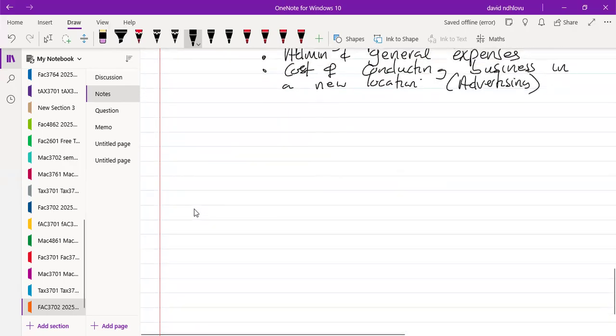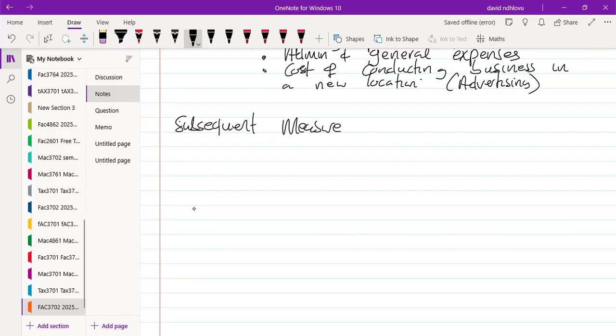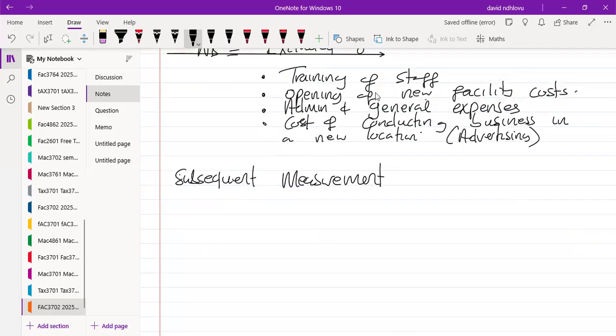Let's look at subsequent measurement. Subsequent measurement means any point other than the initial recognition date of the asset. At what value are we going to measure the asset?